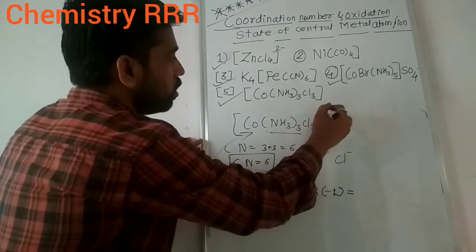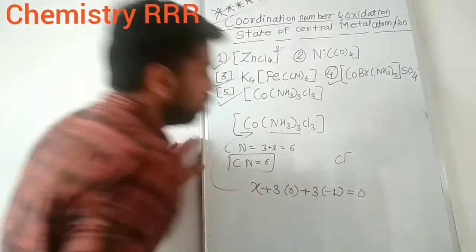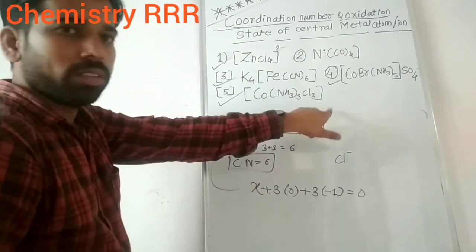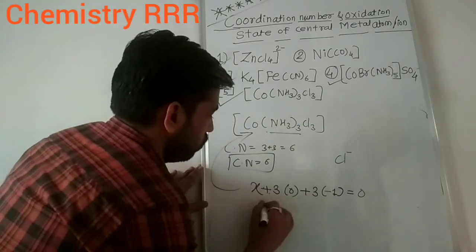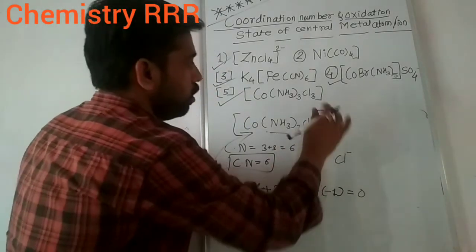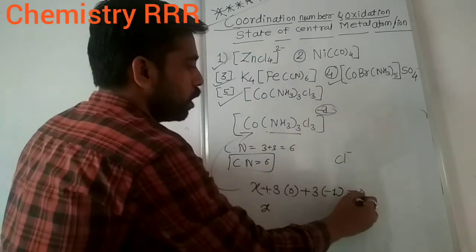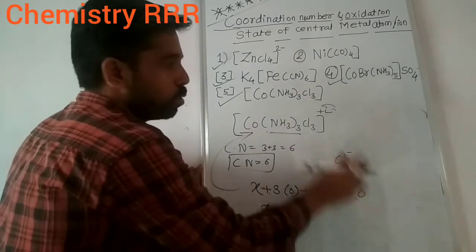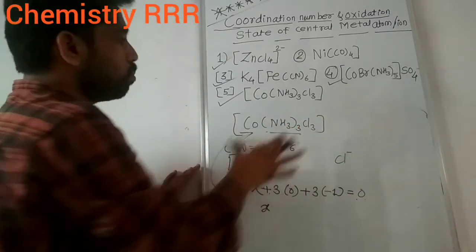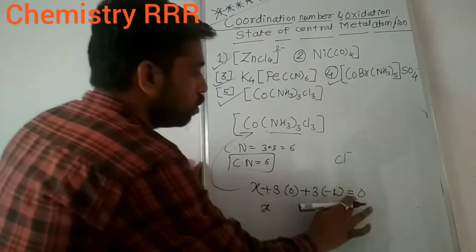In this complex ion there is no charge, so it is equal to 0. If -1, then it is equal to -1. If -2, equal to -2. If +2, then it is equal to +2. So in this example there is no charge present on the complex ion, so it is equal to 0.